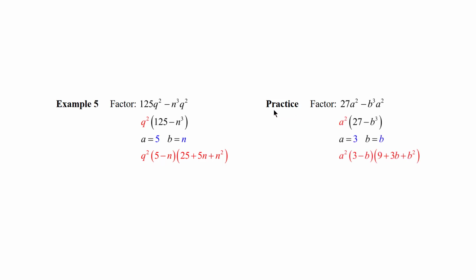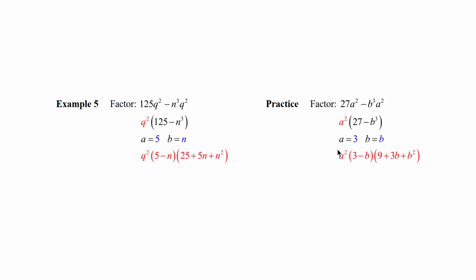Alright, so let's go over the practice problem. First, we need to factor out a common factor of a squared. We have a squared times the parentheses 27 minus b cubed. You could see here that we have a difference of cubes inside the parentheses. Our value for a is 3, and our value for b is b.